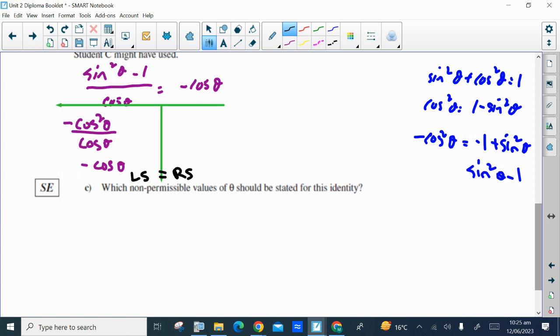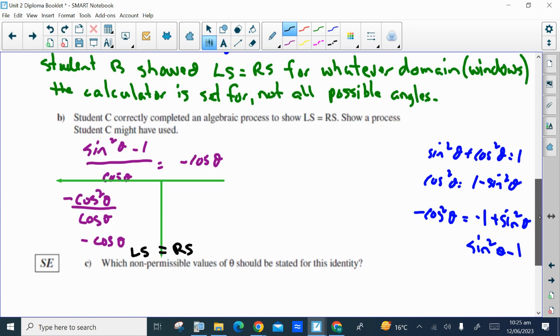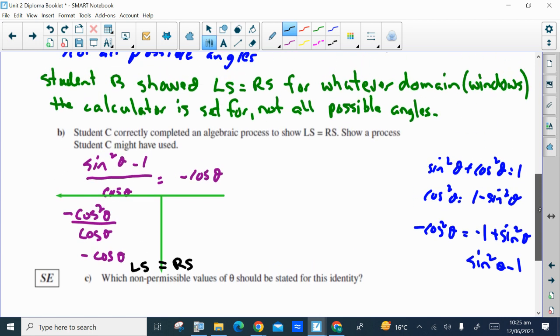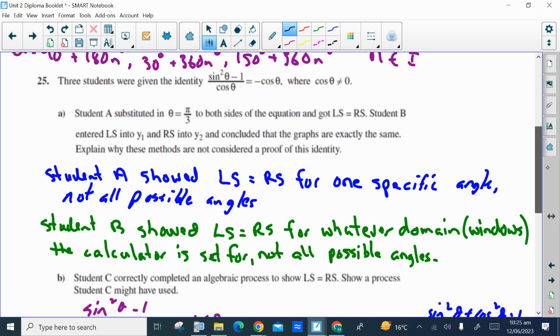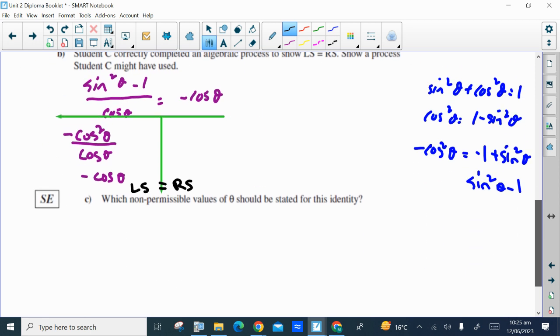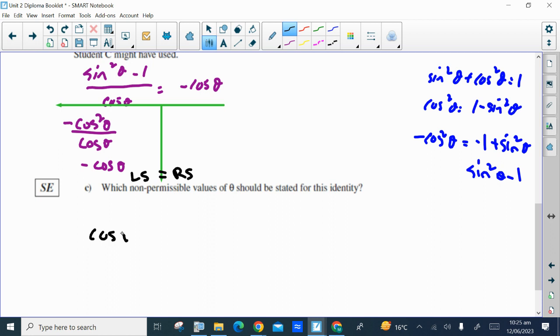Now we're asked for the non-permissible values. Well, the only place where we have a denominator here is cosine theta on the left. Cosine theta cannot equal 0.